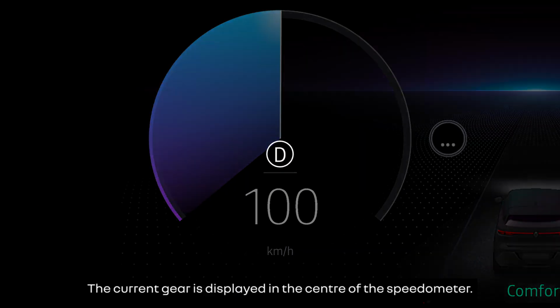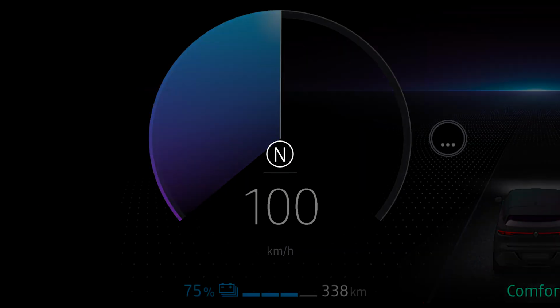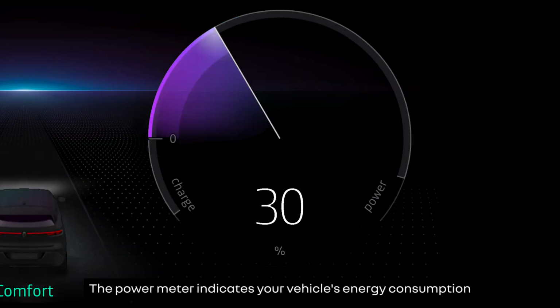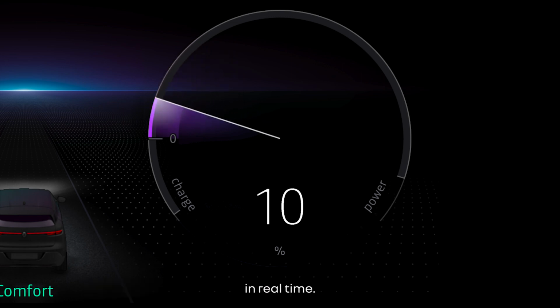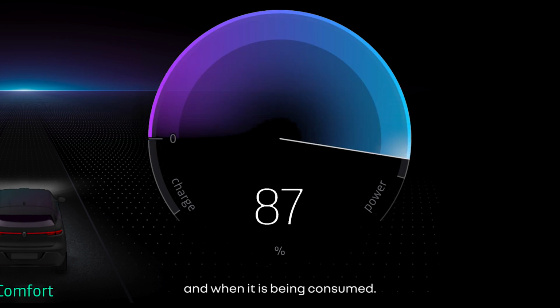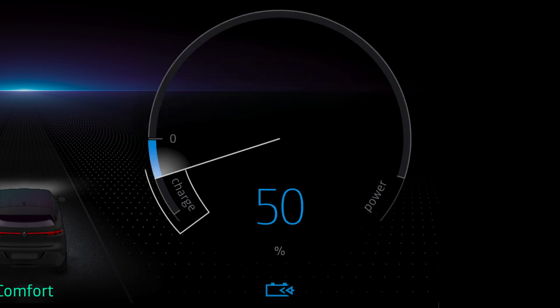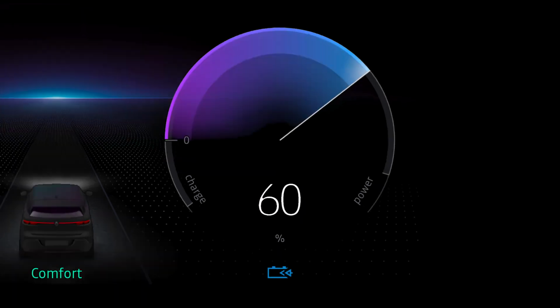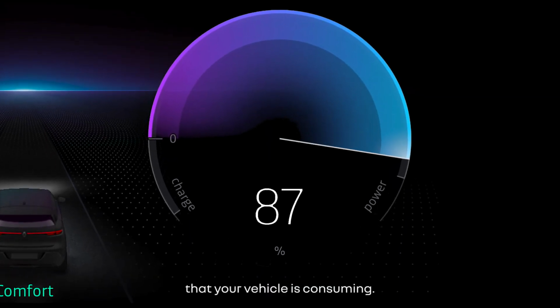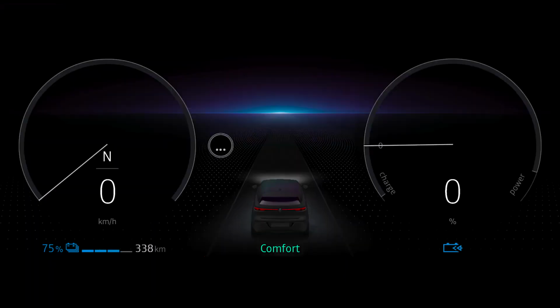The current gear is displayed in the center of the speedometer. The power meter indicates your vehicle's energy consumption in real time. It shows when energy is being recovered and when it's being consumed. When you're in the charge zone, the battery is recharging. The further you are in the power zone, the greater the amount of energy that your vehicle is consuming. In neutral position, energy consumption is 0.